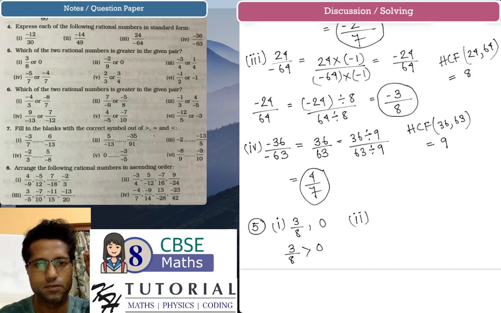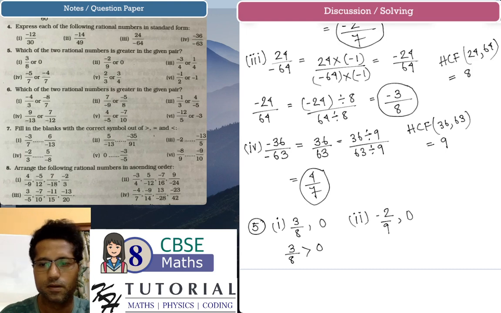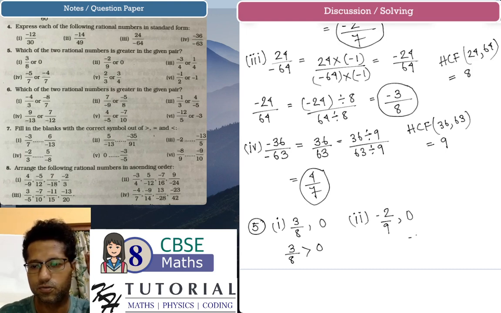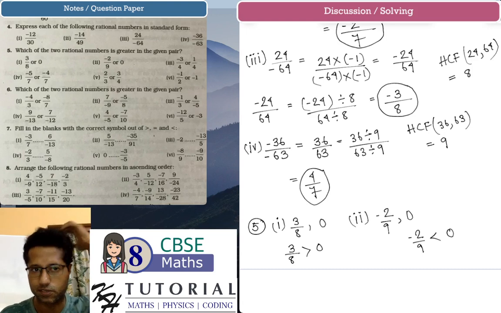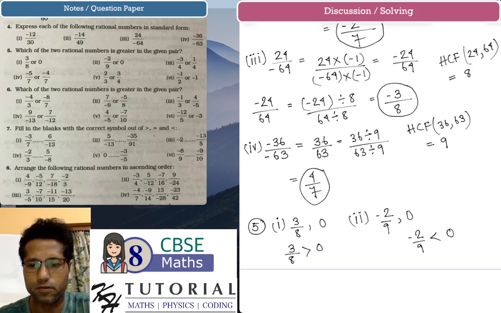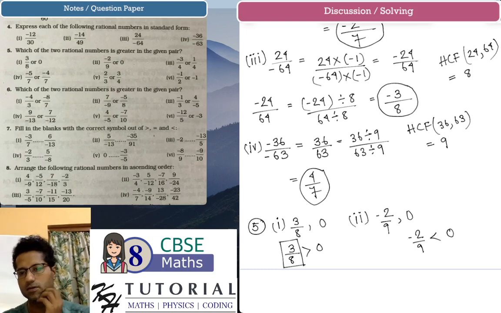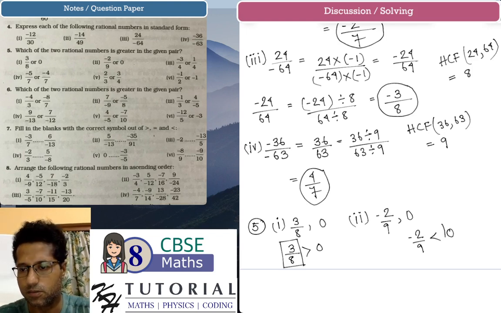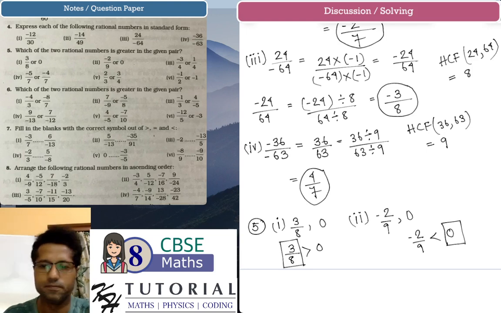Part 2: the two given rational numbers are minus 2 by 9 and 0. Now we can clearly say that minus 2 by 9 is less than 0. The question has asked which of the two rational numbers is greater in the given pair. So definitely for part 1, I am boxing the rational number which is greater, so 3 by 8 is greater. In part 2, minus 2 by 9 is less than 0, because we know minus 2 by 9 is a negative rational number and all negative rational numbers are less than 0. So hence in this case 0 is the greater rational number.